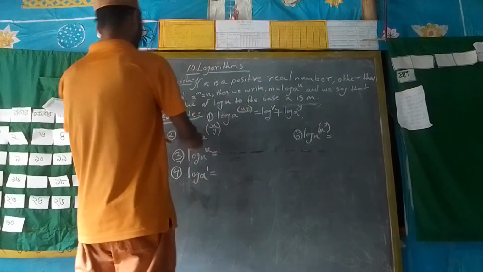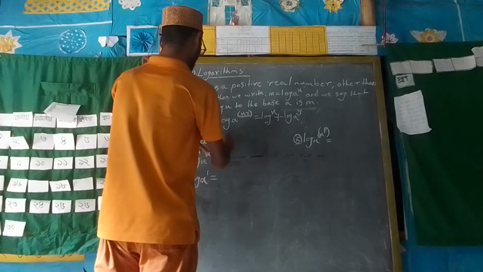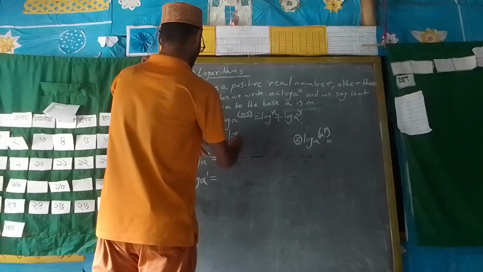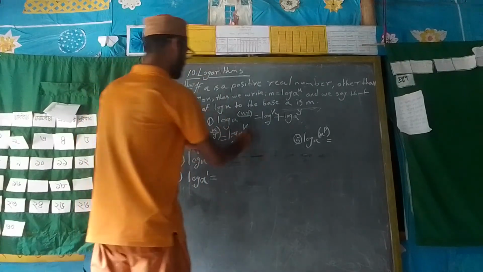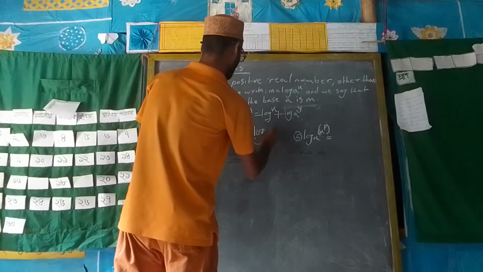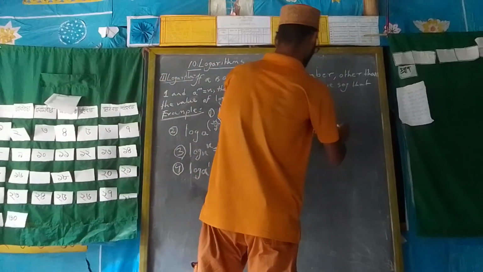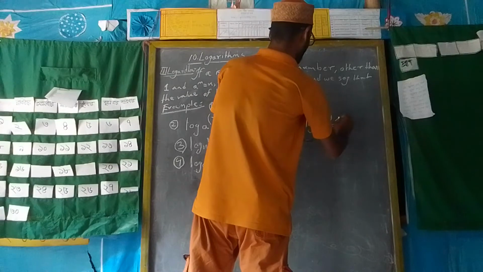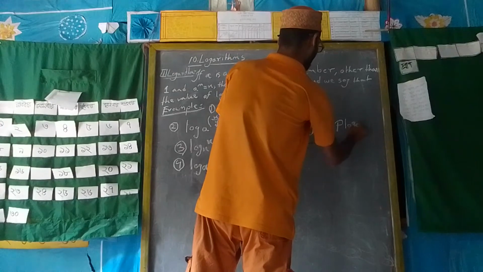Then formula number 2, log a power x divided by y. Then we can write log a x. Division will be converted into subtraction, that means minus log a power y. Again log a x power p, then our power of power will come into our first form. Then log a x.